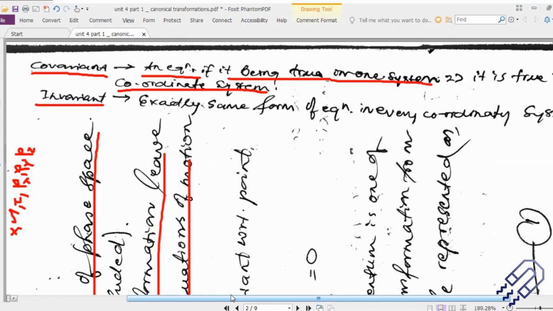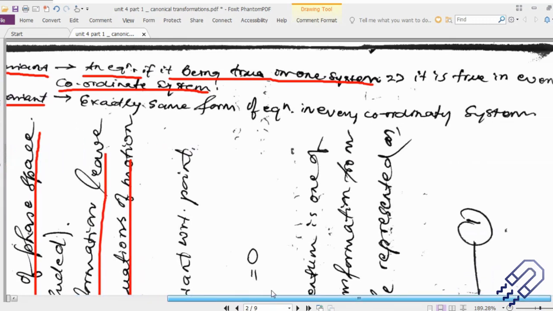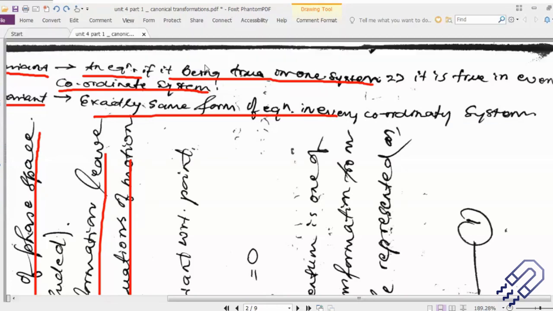What do you mean by invariant? Invariant is slightly different from covariant. The equation form remains the same: the exact same form of equation in every coordinate system. Even the form of the equation doesn't change. That's the main difference between covariant and invariant, and I think that is important, so we will keep this in mind. Then we can get back. I should rotate the view.